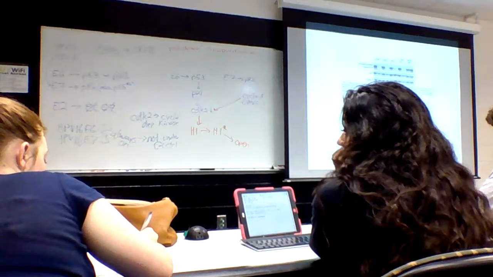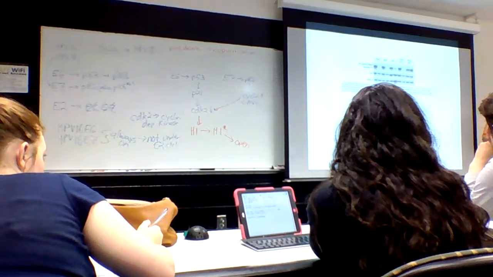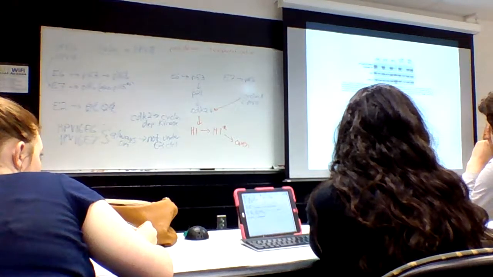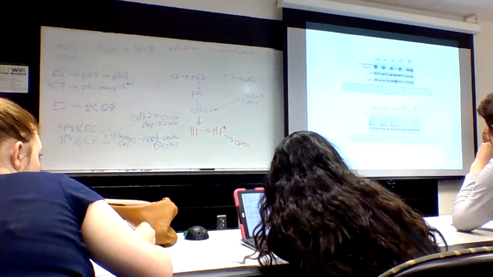So you're saying you need essentially the pRB to inactivate the CDK2 in conjunction? Yeah, that's what the data would suggest, yes.